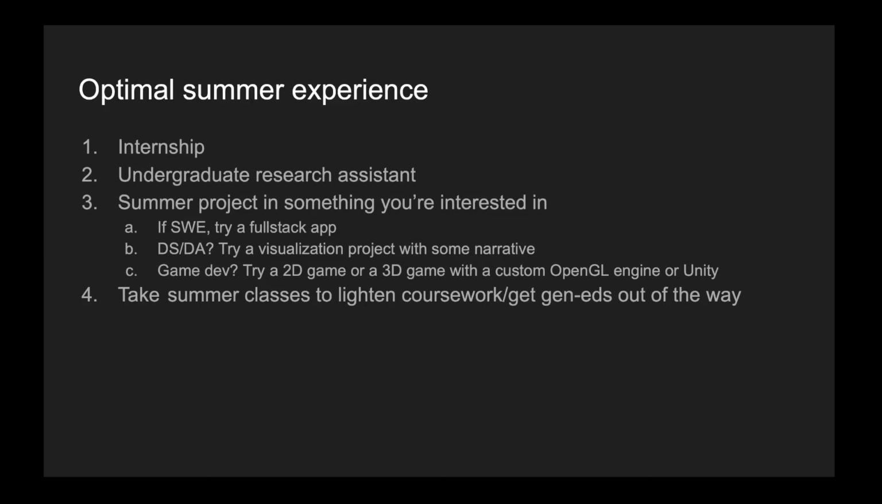If it's too late to get an internship or an undergraduate research assistantship, then something else you can do is work on a summer project for something you're interested in. For example, if you were interested in software engineering, you could try making a full stack app. If you want to do data science or data analysis, it might be a good idea to create a project where you visualize some data that has some narrative associated with it. If you want to do game dev, you could try making a 2D or 3D game with a custom OpenGL engine, or you could use Unity. Another good option is to take summer classes to lighten your coursework and get things out of the way.